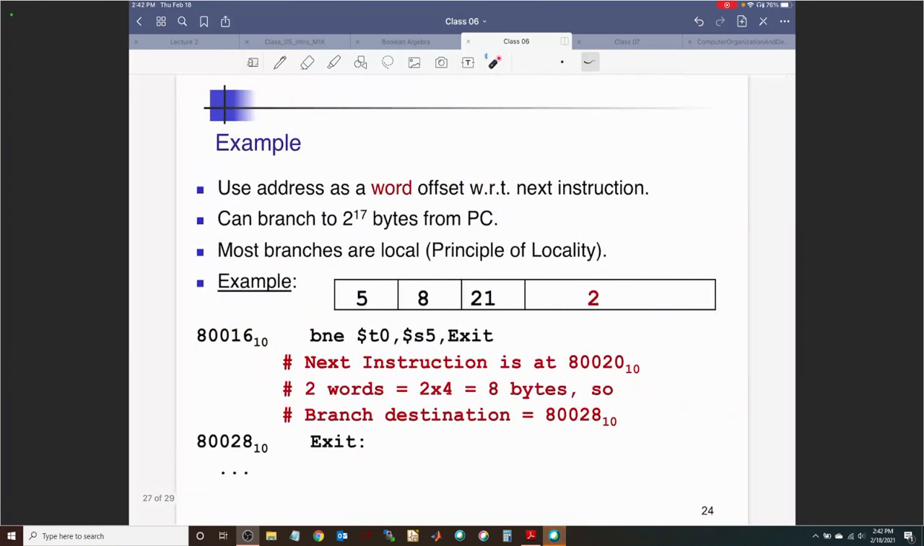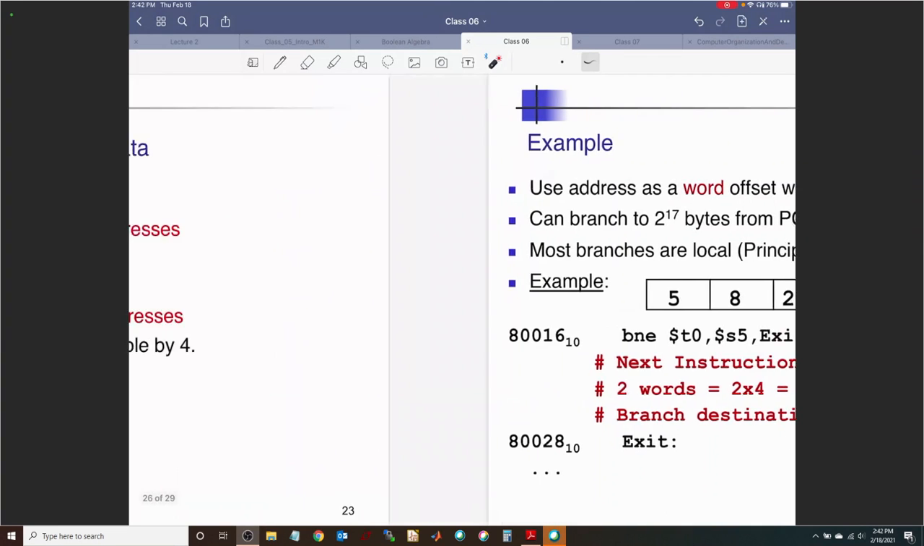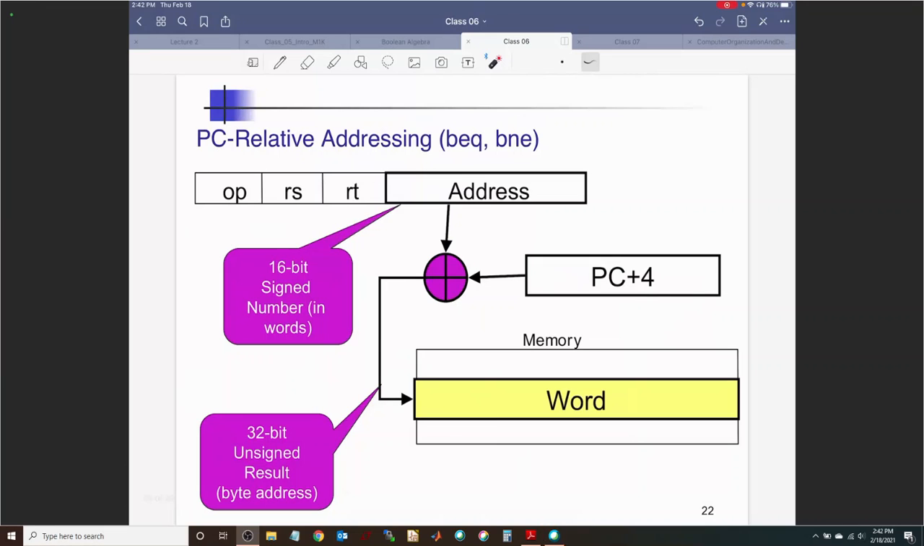So let's take a look at an example here, which is for the PC relative addressing mode. The address that we provided was a word offset and not a byte offset. Quick question, you guys. This one is in words, right? If this was load word and store word, what would this address be? The offset address, which we are trying to add, is going to be a multiple of 4 in that case. You guys remember that?